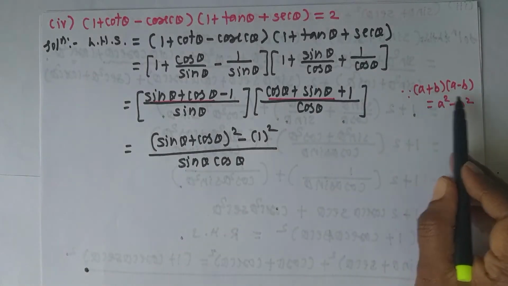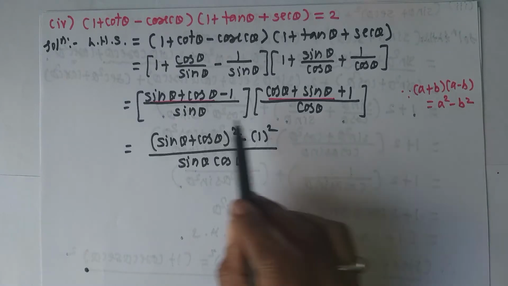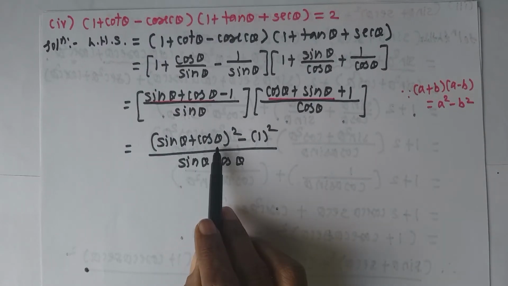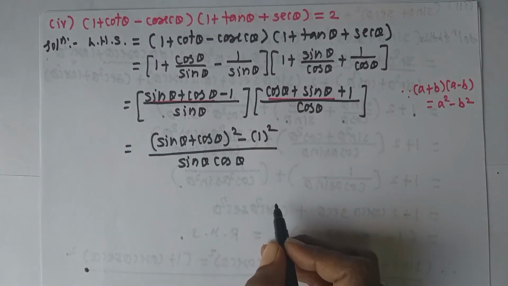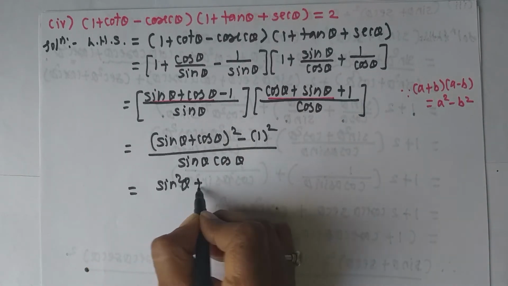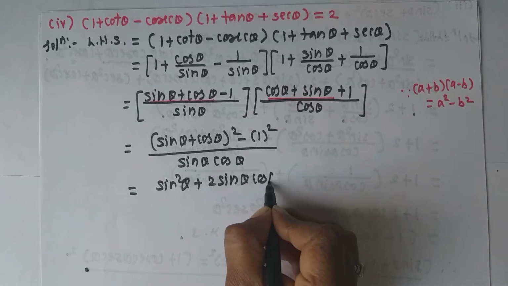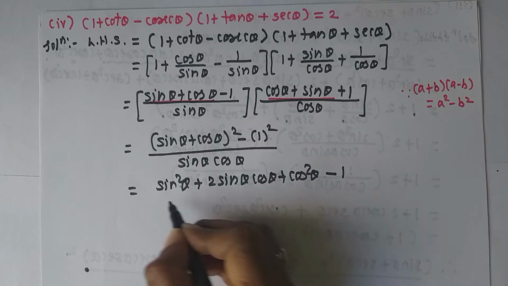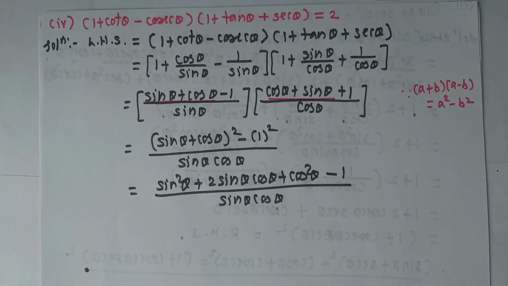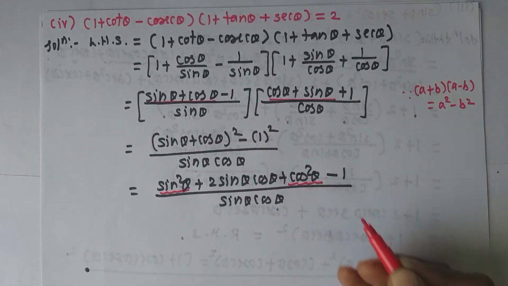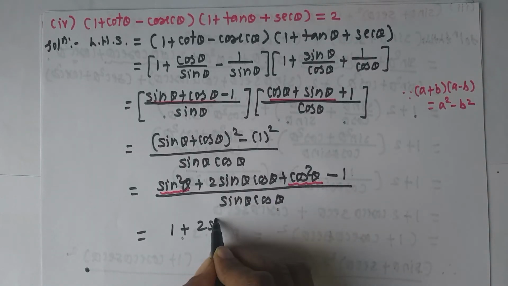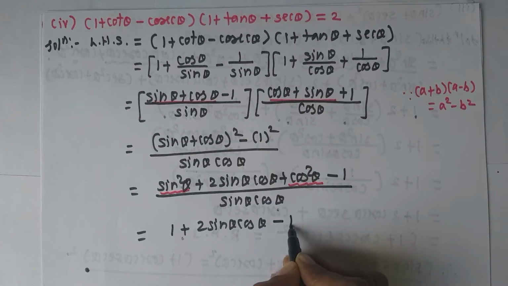See, if there is a plus b, a minus b, you can write a square minus b square. Here a is sine theta plus cos theta, and b is what? 1. Therefore, we are writing sine theta plus cos theta bracket square minus 1 square. Okay. Now, we will expand this. Then this will be sine square theta plus 2 sine theta cos theta plus cos square theta minus 1, divided by sine theta cos theta. Again you use the property here, sine square theta plus cos square theta. Addition of these two will be 1. Therefore you write down 1. Then this 2 sine theta cos theta as it is, and this minus 1 as it is.